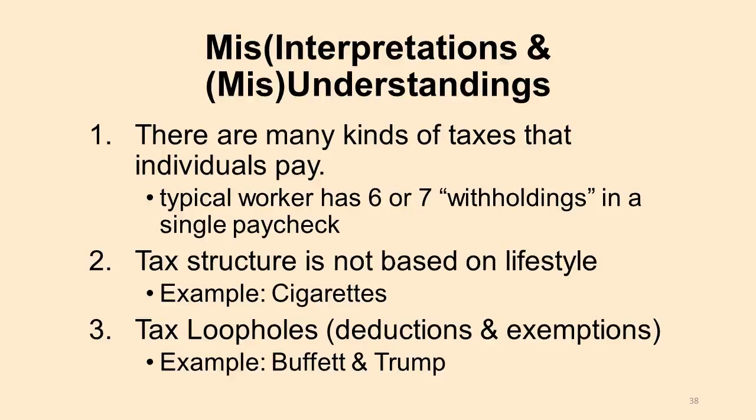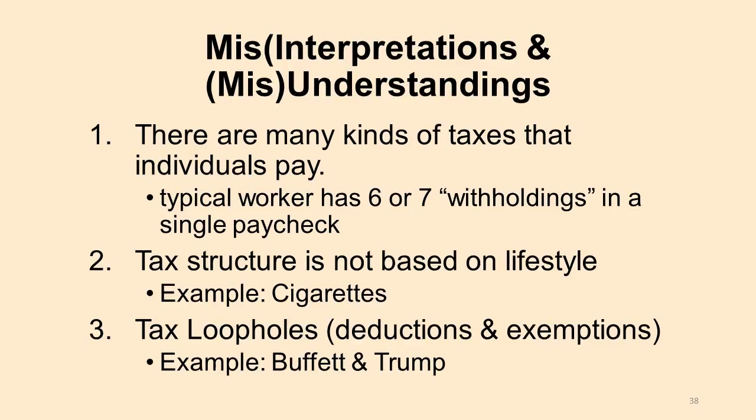The first problem is that we actually pay many kinds of taxes. And the typical worker often has 6 or 7 different kinds of government money coming out of that regular paycheck. There might be an unemployment insurance and a disability insurance, some kind of a government-required pension, federal income tax, state income tax, other kinds of taxes. So income tax is only one of these.